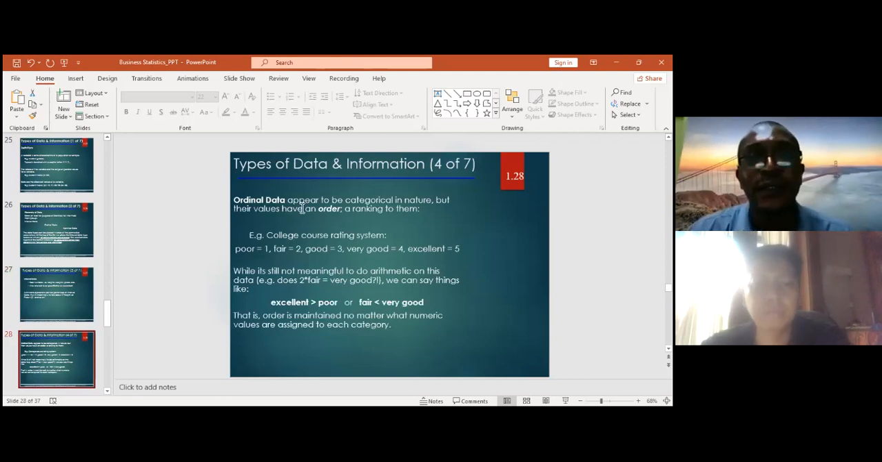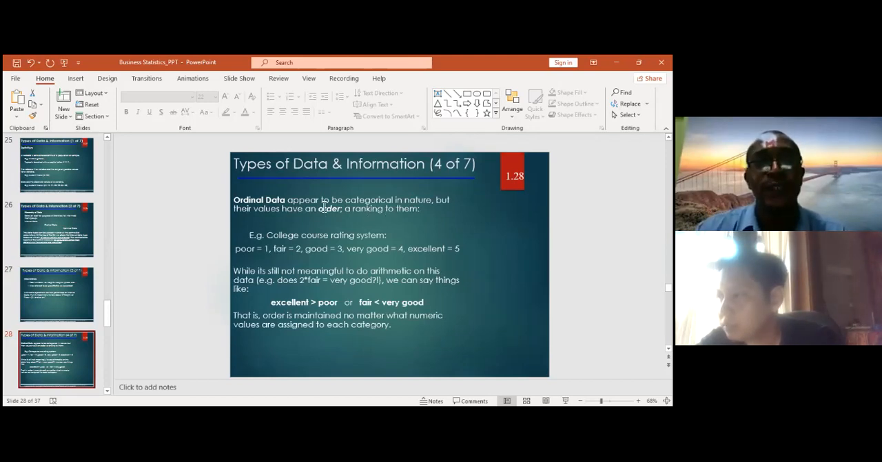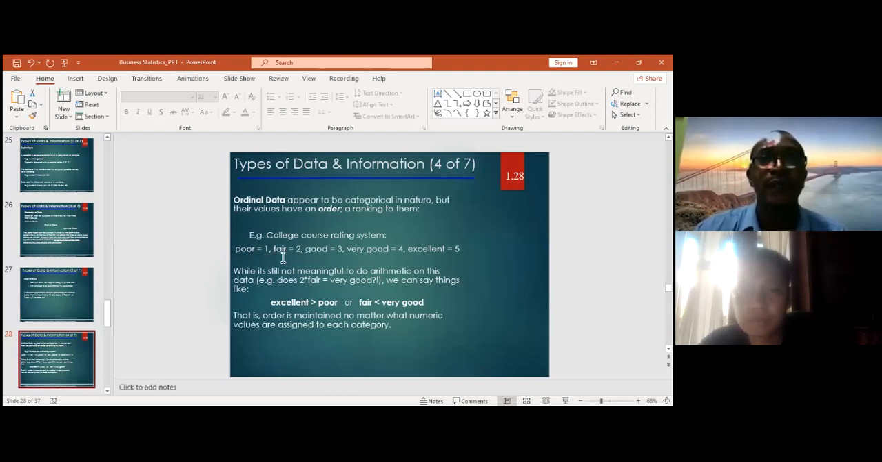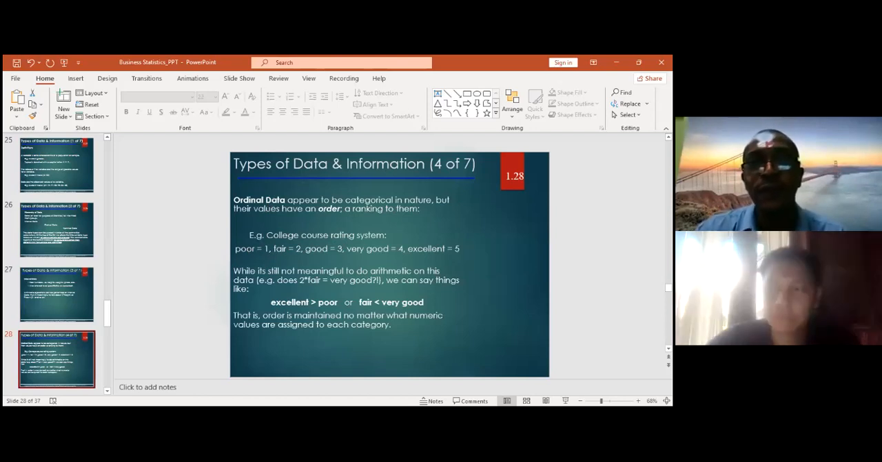Another type of data is called ordinal data. Now, these ordinal data appear to be categorical in nature, but their values have an order or a ranking to them. For example, a college course rating system. I'm sure you are all familiar with this type of grade. Poor equals 1, fair equals 2, good equals 3, very good equals 4, excellent equals 5. Although these ordinal data look meaningful, it is very difficult to multiply 2 times fair.